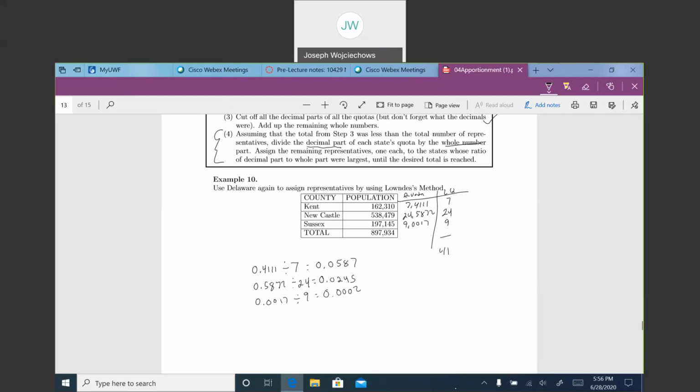Now here's what it says to do. Assign the remaining representatives, one each, to the states whose ratio of decimal part to whole part were largest. So we have our ratios. Let's go ahead and write them on our chart here: 0.0587, 0.0245, 0.0002. Looks like this is the biggest ratio, so they get another one, and the rest do not, because we only need one more. Because this was 40, not 41, and this is 41. And that's the only one that was a little bit different.